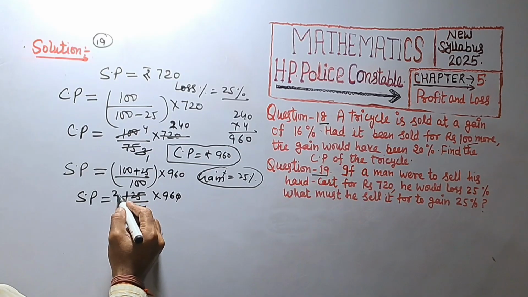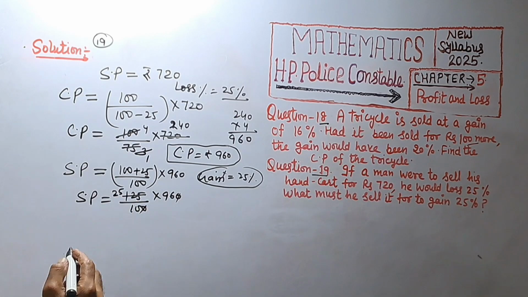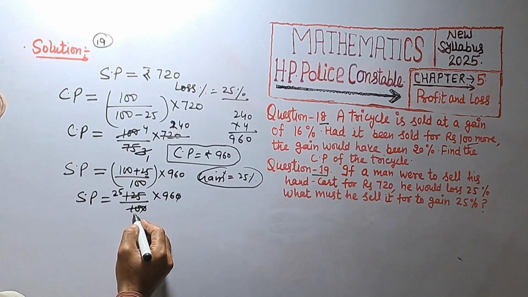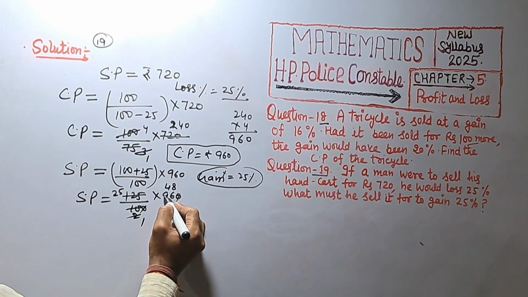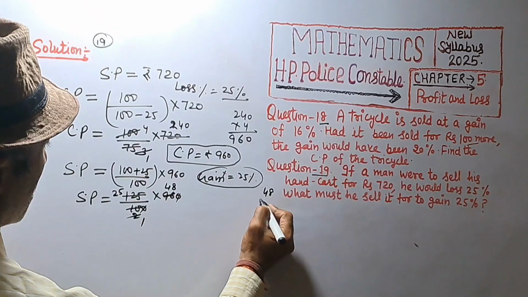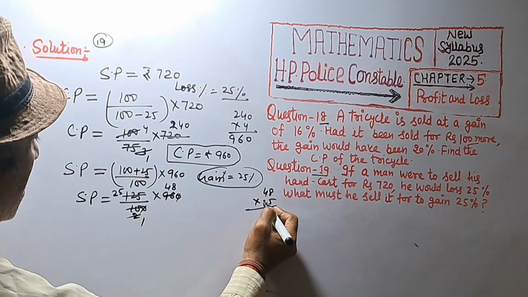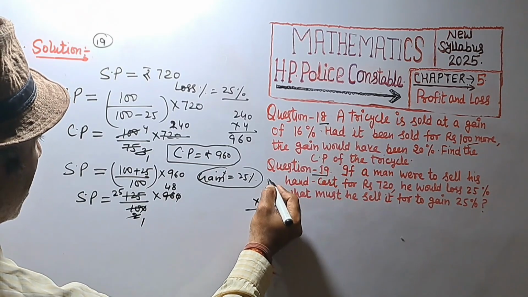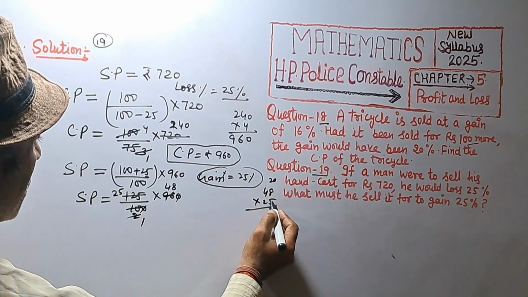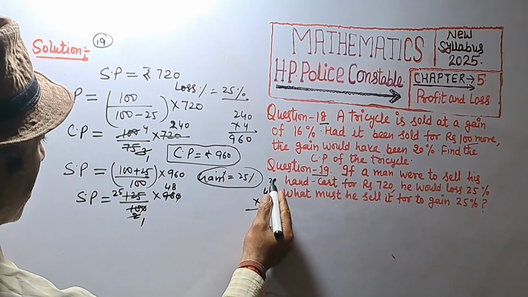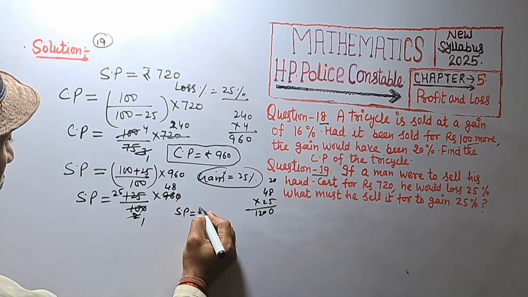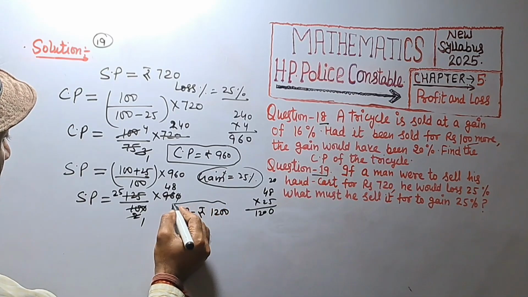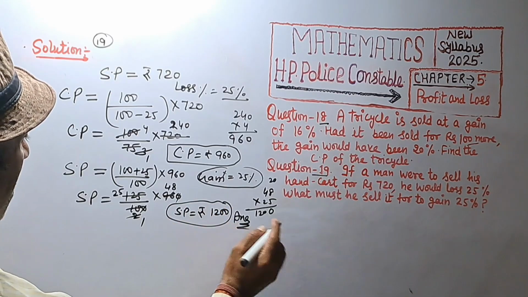25 fives are 125, and 5 twos are 10. 2 ones are 2, 2 fours are 8, and 2 eights are 16. So 48 into 25. 25 eights are 200, 20 carry, 25 fours are 100, 100 plus 20 is 120. So selling price we get rupees 1200. Answer.